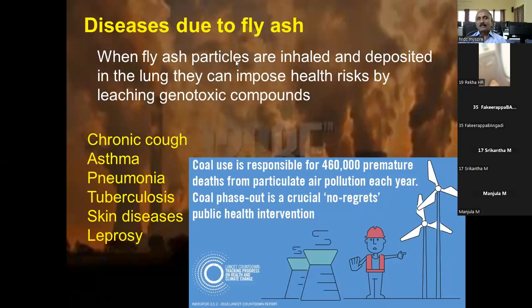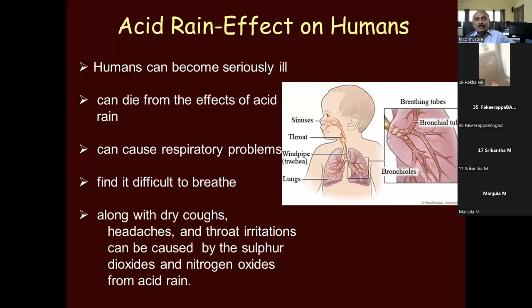The generation of this fly ash has resulted in more than 4,60,000 premature deaths every year due to those particulate matters. Additionally, it may also cause cough, asthma, pneumonia, tuberculosis, leprosy, and various other diseases because of this type of air pollutant. So, fly ash is not for betterment.